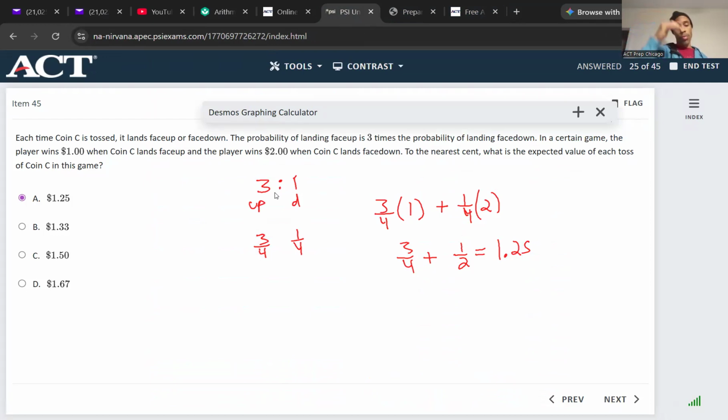Because if you think about what expected value means, it means what was the expected value of each toss? When you toss a coin, what do you expect to get? Well, you know it's going to land either heads up or heads down, but it's a much higher probability to land heads up because it's three times. So you're more likely to get a $1 payout than a $2 payout. But because it can still land face down, the expected value is going to be a little bit higher than a dollar. So 1.25 makes sense because $1.25 is closer to a dollar, but still over a dollar, because you got to factor in, well, what if it lands face down and you get that $2 payout?